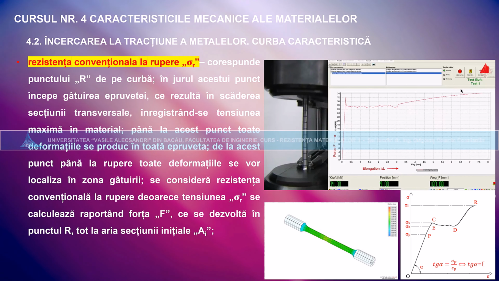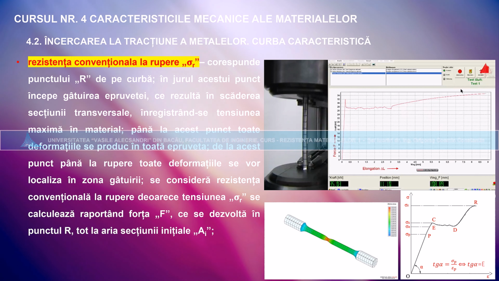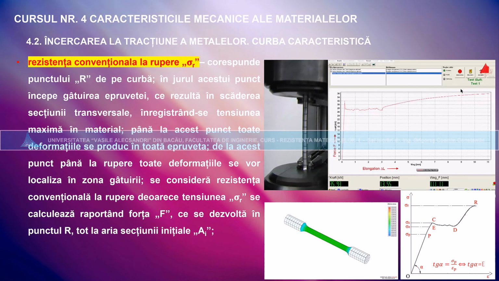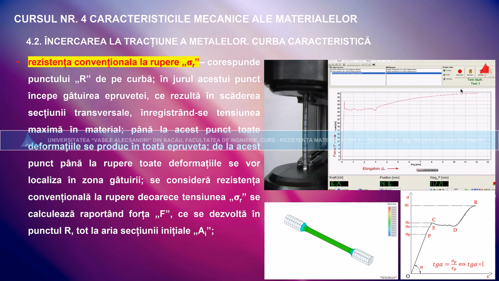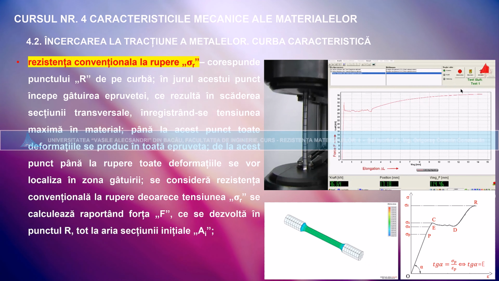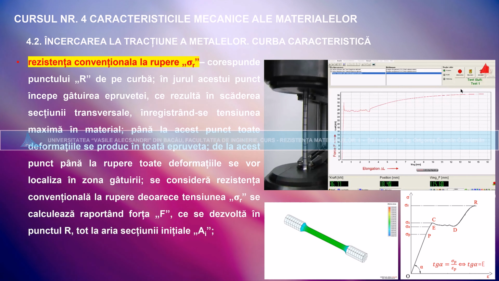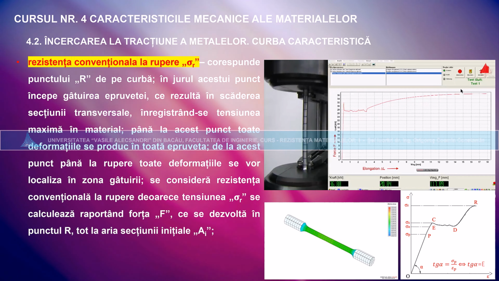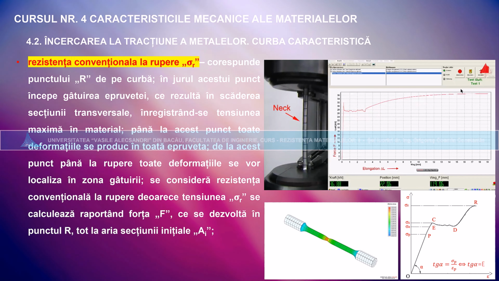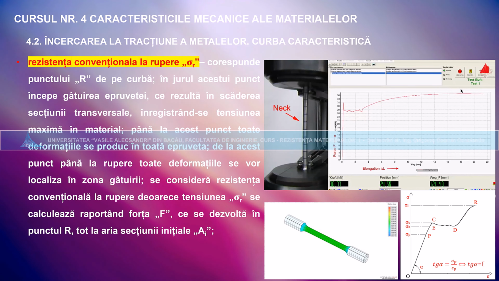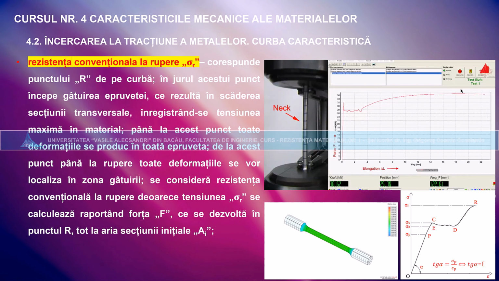Up to the point of maximum force, the test piece is strained uniformly along its length. This means that the test piece gets longer and thinner but keeps a cylindrical shape. As soon as the maximum force is reached, a neck begins to form at one point of the test piece. All further plastic deformation now only takes place at the neck, and eventually the test piece fractures there.